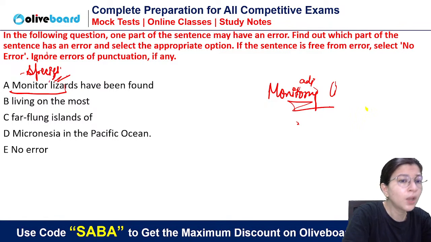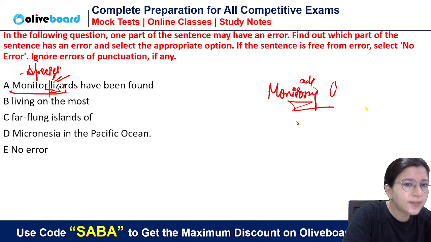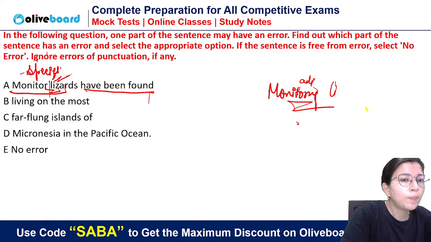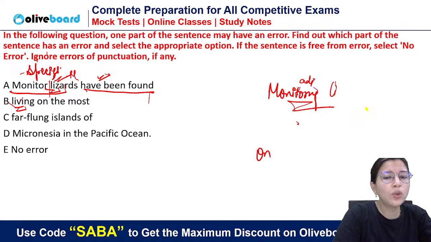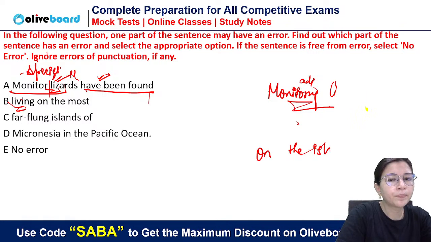ठीक है? Now listen to me. Monitor lizards have been found. Plural subject, plural verb, absolutely correct. They have been found living on the islands. So you live on the islands. Is it wrong?